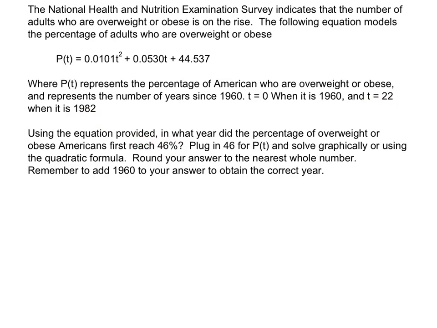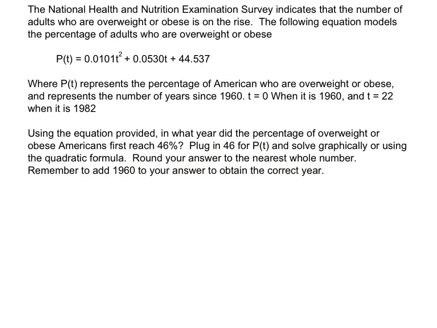Okay, so we're going to use the equation provided to determine in what year the percentage of overweight Americans first reached 46%. And it gives us a clue here. It says plug 46 in for P of T and solve graphically or using the quadratic formula. I highly recommend that you do this one graphically. It will make your life so much easier. And then we round to the nearest whole number.